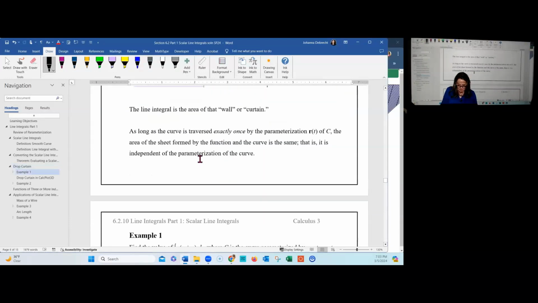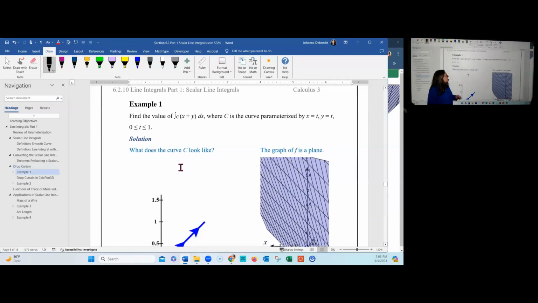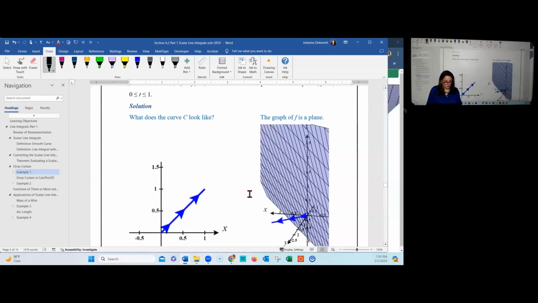In example 1, we want to find the value of the scalar line integral across a curve C of x plus y with respect to the arc length differential ds, where C is the curve parameterized by x equal t, y equal t, for t between 0 and 1. Now, if x equals t and y is also equal to t, then basically x equals y for x between 0 and 1, which means that the graph that we have is the graph of the line y equal x, starting at the origin and moving up towards 1, 1, which you can see here on the lower left.